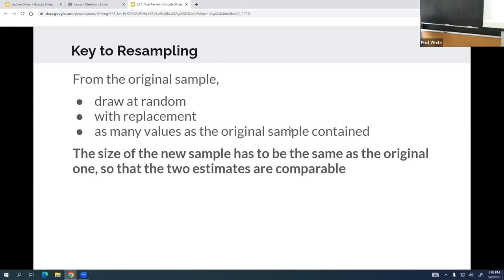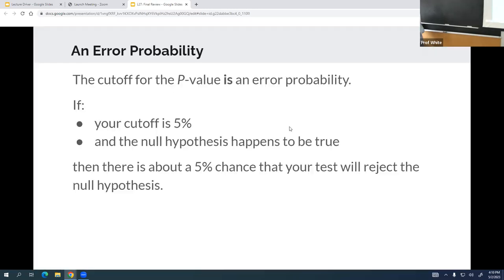So you draw at random with replacement as many values as the original sample contained, and then this is our confidence in our answer. I talked about this a little with p-value: if your cutoff is 5% and the null hypothesis happens to be true, then there's a 5% chance that your test will reject the null hypothesis. It's weird here, because we're testing and looking at the null hypothesis, but a lot of the time we're expecting the alternative to be true. So we talk about that 5% in terms of the alternative, as if we're still in the alternative even if we're 5% of the way into the null.